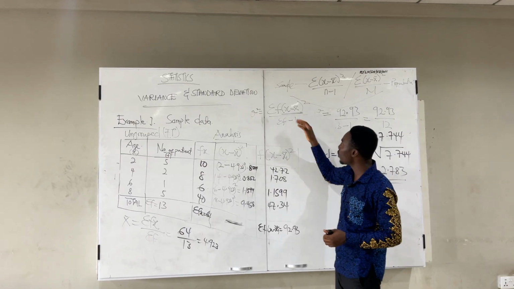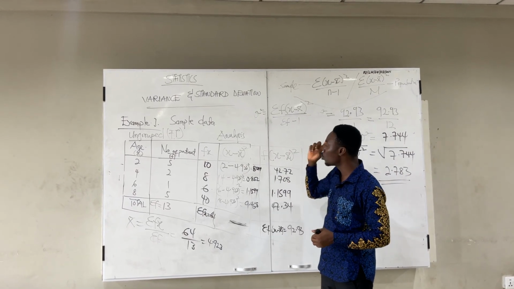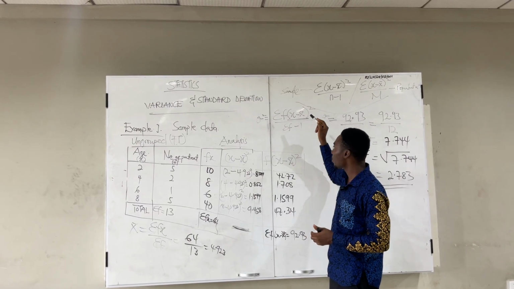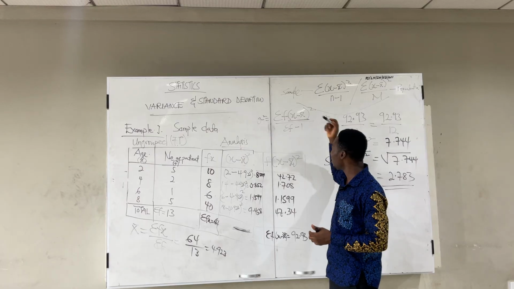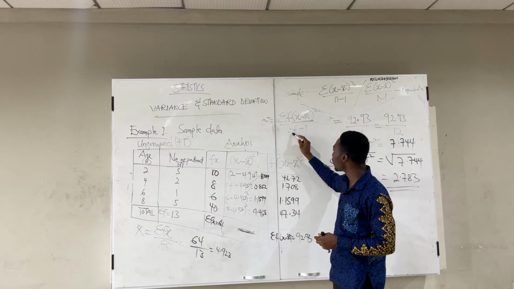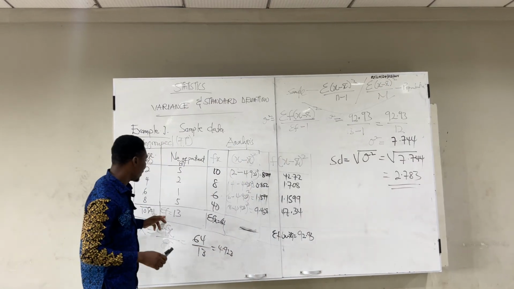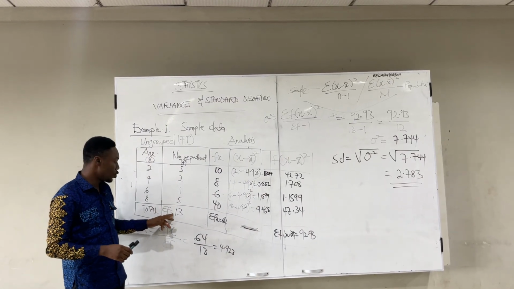Now, from the formula, you are going to see clearly that you need the mean. Before you calculate variance, you need the mean. Again, the formula will also let you know you need the sum of what? F. So you come to the table. The sum of f means the summation of all the frequencies. Then you do it and keep it down.